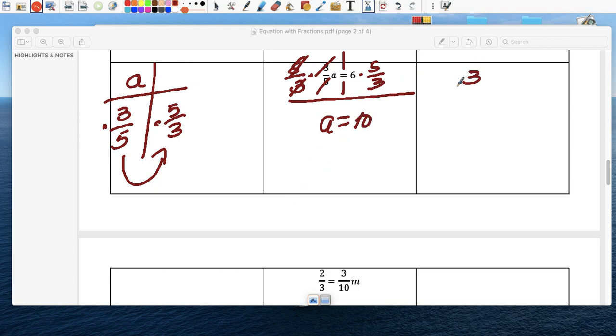So 3/5 of a equals 6. Let's see if that's true. 3/5 times 10 equals 6. And if you multiply 3/5 times 10, what's 3 times 10? It's 30, divided by 5, 6. And we know our answer is correct.